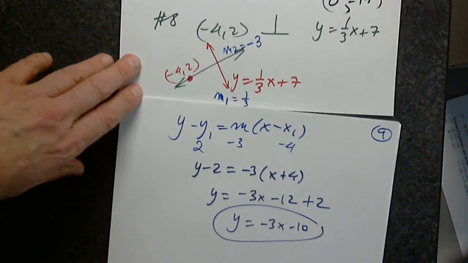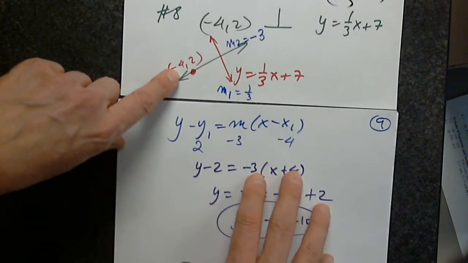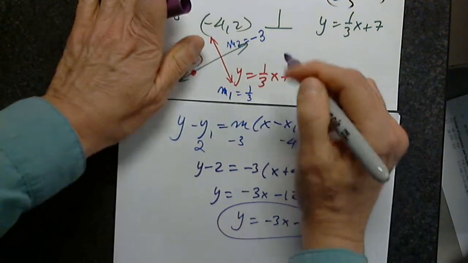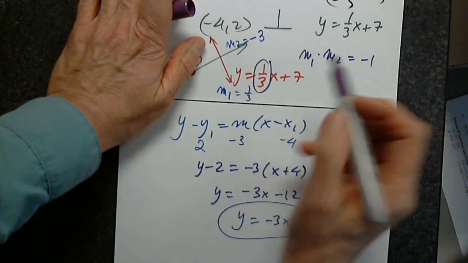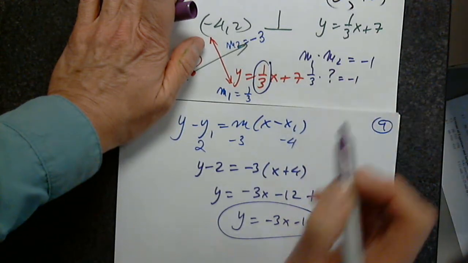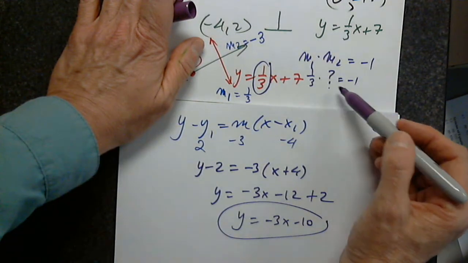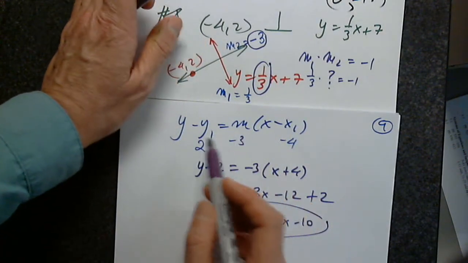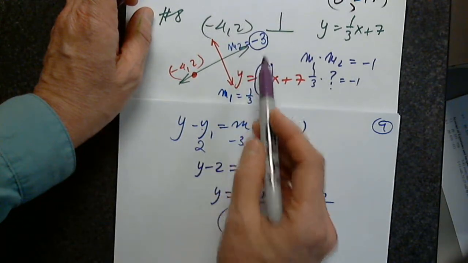You understand how we got the -3? Because you're trying to make the product equal to -1. I have the slope of the given line, so m1 times m2 equals -1 because they are perpendicular. m1 is 1/3, times what number is -1? That's how we get the -3: 1/3 times -3/1 is -1. Once we get the slope, we only have to put it in the equation, and we have the point (-4, 2) and the slope -3.